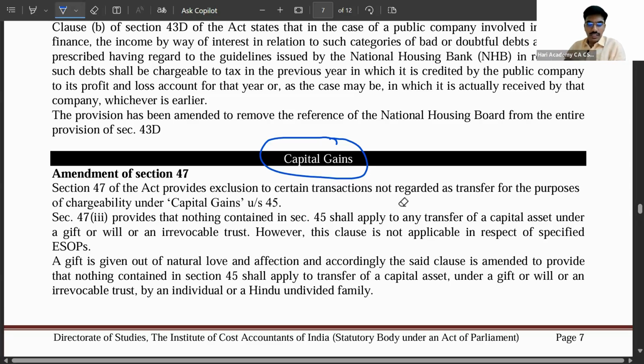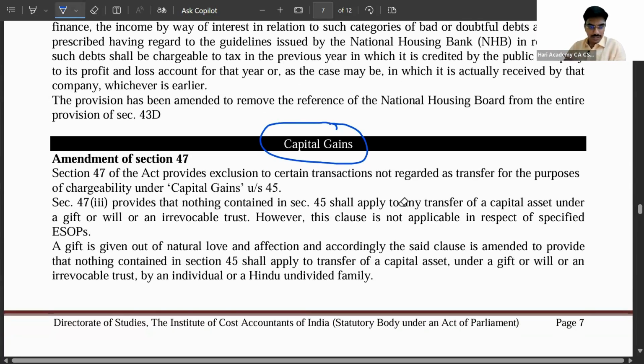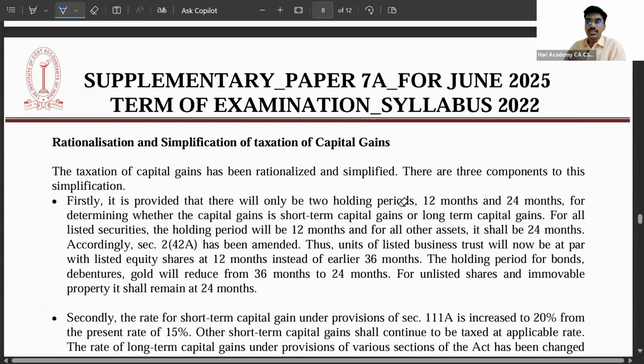So first, let us discuss what the major changes are. The first point is the holding period. As you all know, capital gains, whether long term or short term, is determined based on the period you hold the capital asset. So there are two types of capital gains: one is short term capital gain and the other is long term capital gain.